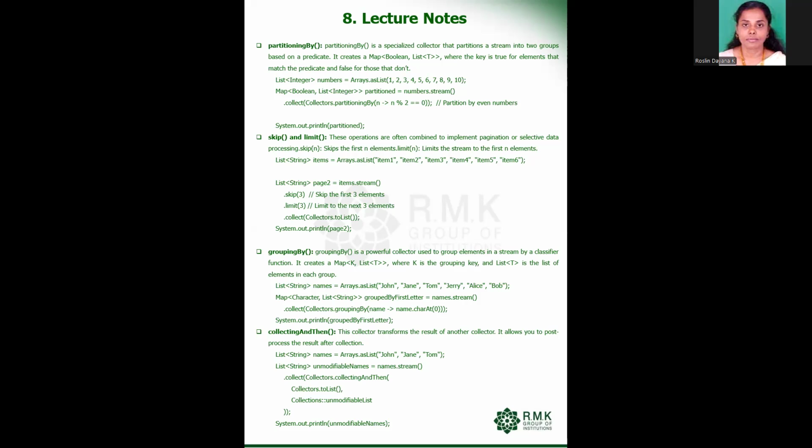The next method is grouping by. It is also used to group the elements based on a given condition. Here, if you take this example, collect of Collectors dot groupingBy of name, where name dot charAt of 0. So here the grouping key, and the list of T is the list of elements in each group.